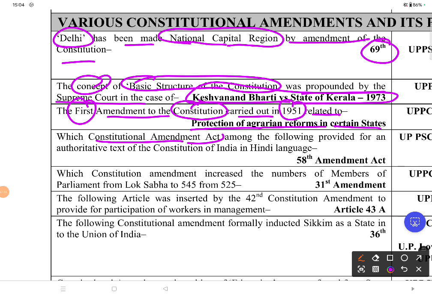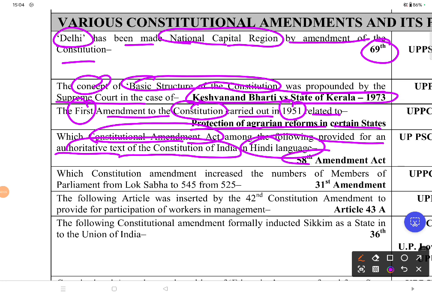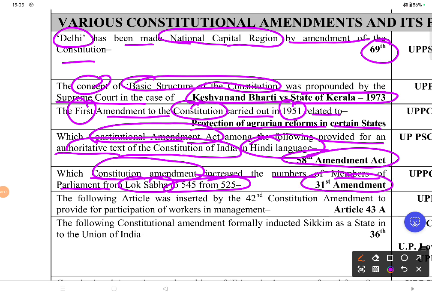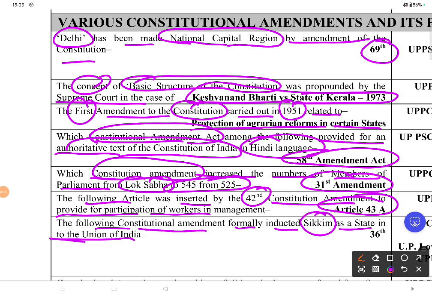Which Constitutional Amendment Act provided for an authoritative text of the Constitution of India in Hindi language? 58th Amendment Act. Which Constitution Amendment increased the number of members of Lok Sabha to 545 from 525? 31st Amendment. The following article was inserted by the 42nd Constitution Amendment to provide for participation of workers in management: Article 43A. The following Constitutional Amendment formally inducted Sikkim as a state to the Union of India: 36th.